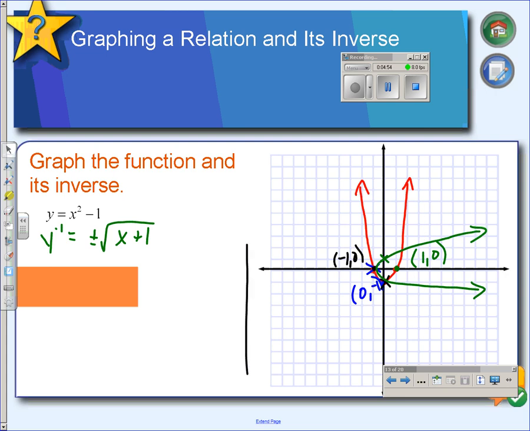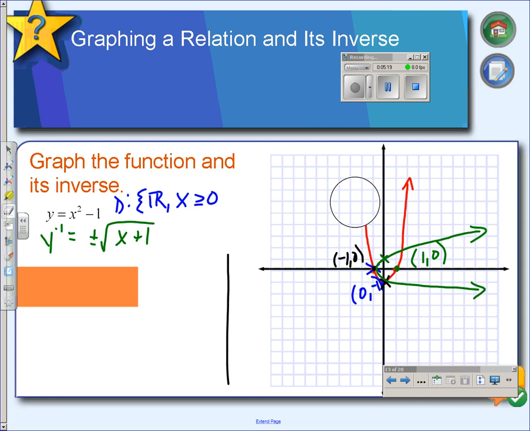So in order to make the original function and its inverse a function, we have to limit our domain. So for the original function, we would say that our domain is restricted to only all real numbers where x is greater than or equal to 0. And so on the graph, that's only positive values like this.